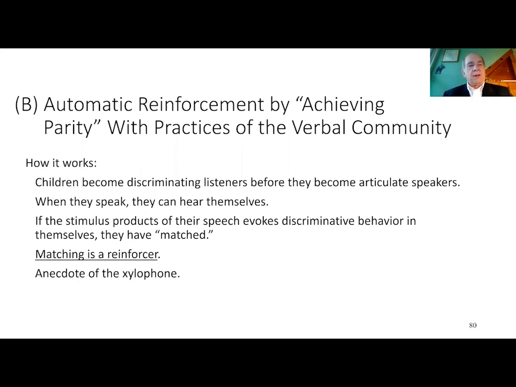Now this makes sense. I mean, none of you are surprised by this. The point is that the reinforcement was entirely generated by the product of her own behavior. And speech has that same virtue, that the child can identify when speech is correct and when it's not correct.